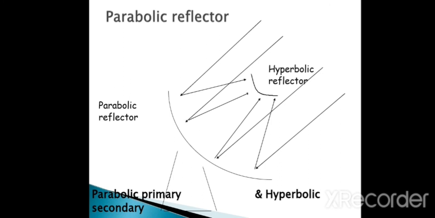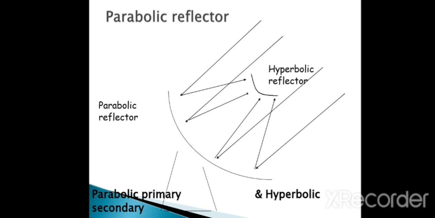The feed point should be placed on the rim of the parabolic reflector, and it will emit the waves towards the hyperbolic reflector. When they touch the hyperbolic reflector, they are reflected back to the parabolic reflector, which produces the parallel waves.